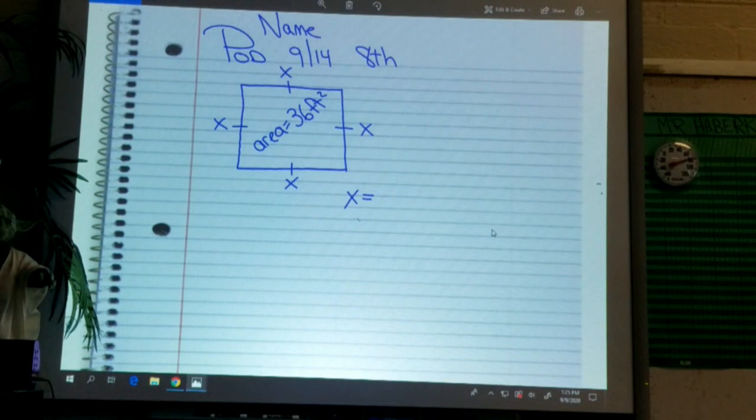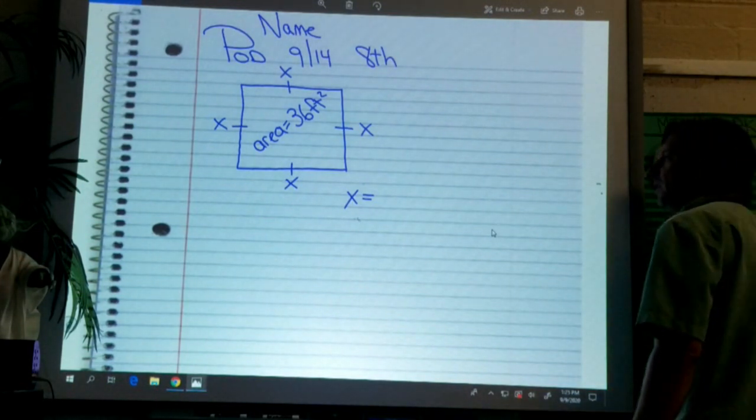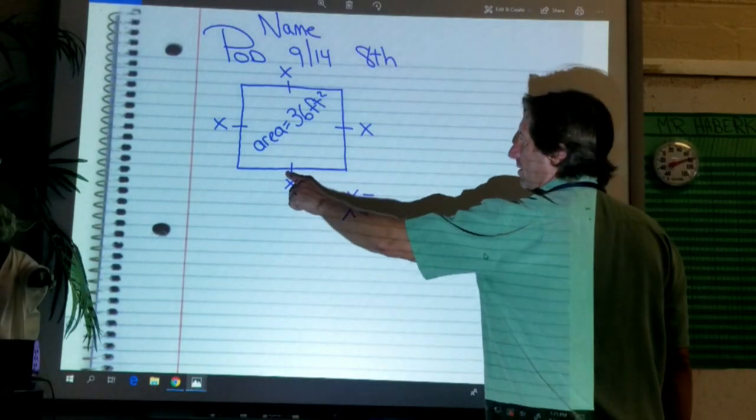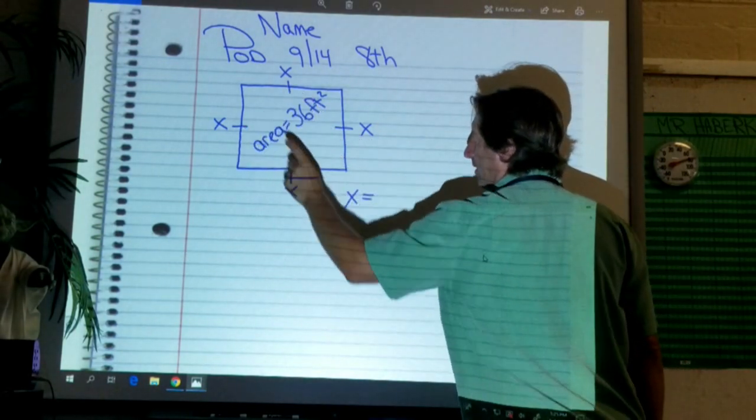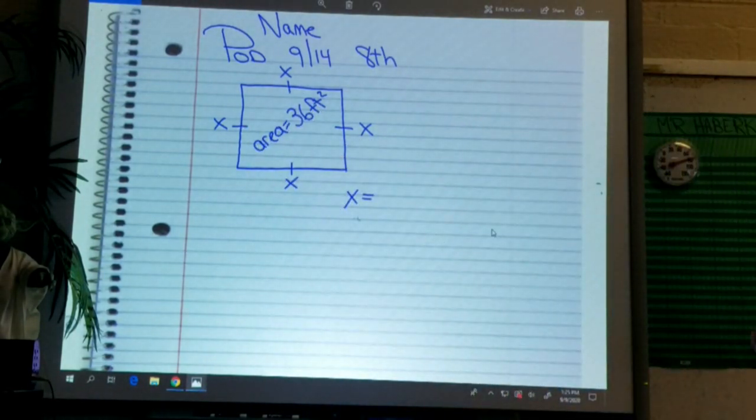It says the area of the square is 36 feet squared. These little lines here mean that all the sides are the same and that it's a square. It's not a rectangle. So figure out how long the sides are. How long is X? Pause the video, give it a shot.